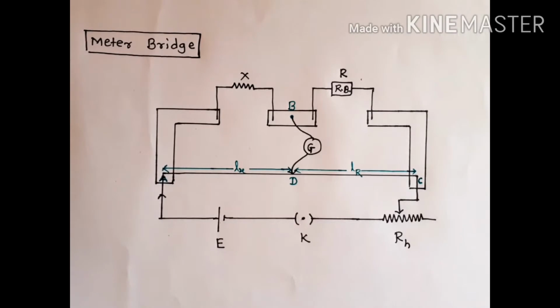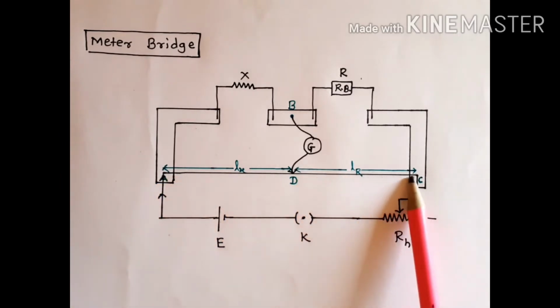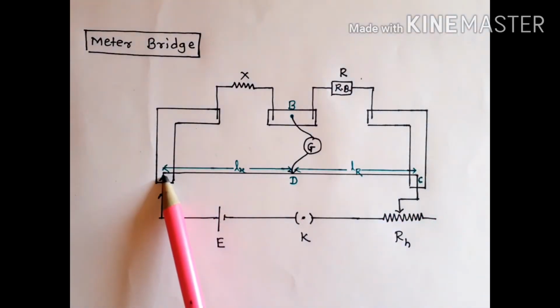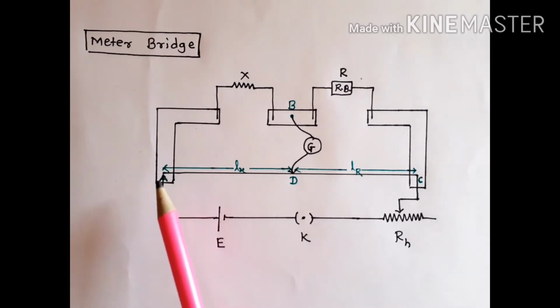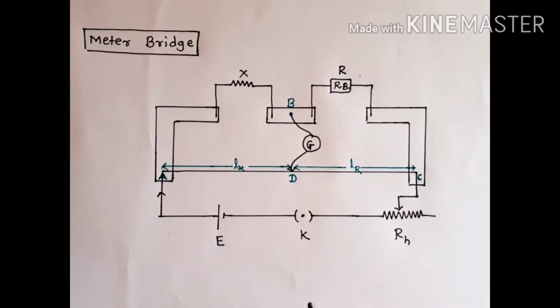Now let us see the construction of the meter bridge. It consists of a thin uniform wire AC of length 1 meter, fixed between two L-shaped plates on a wooden board. The meter bridge consists of two L-shaped plates.